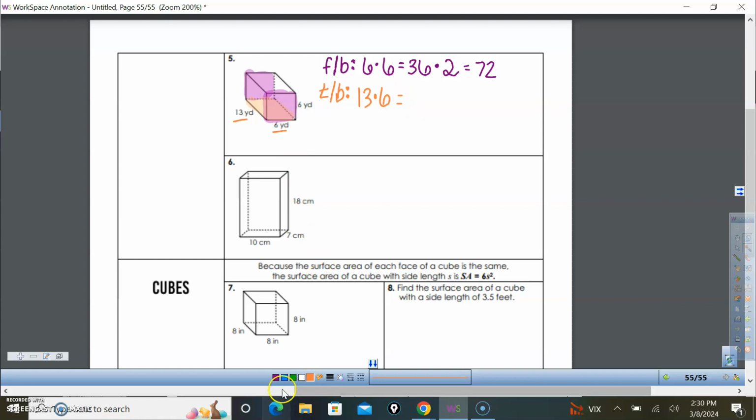So for the front and the back, I multiplied 6 times 6. Now I'm going to multiply 13 times 6. And you guys are more than welcome to use a calculator this unit. So 13 times 6 is giving me 78. So 78 represents the area of only the bottom of that shape. I want the top of that shape as well. So I'm going to take that 78 and I'm going to double it. So that way I get both the top and the bottom. And I am getting 156.